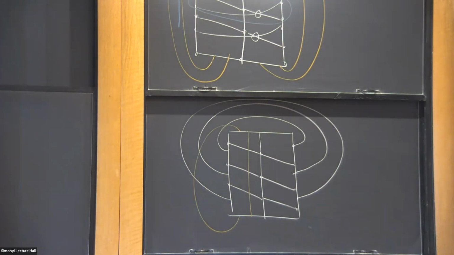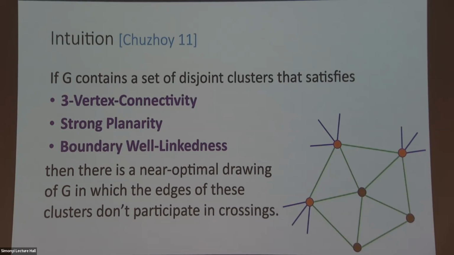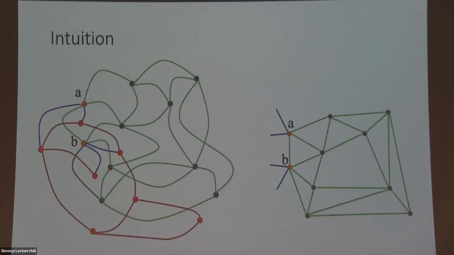Okay, so why is this intuition true? Let's try to see. We're going to show some pictorial explanation of this intuition. If the graph contains a lot of these clusters, then there exists a near optimal drawing in which all these clusters are drawn in a planar way, and it can be massaged such that all these edges do not participate in any crossing.